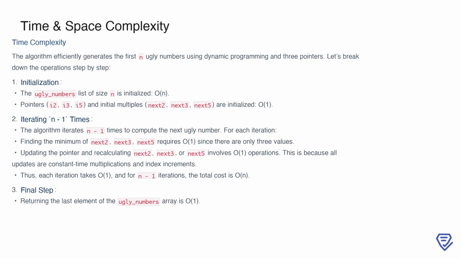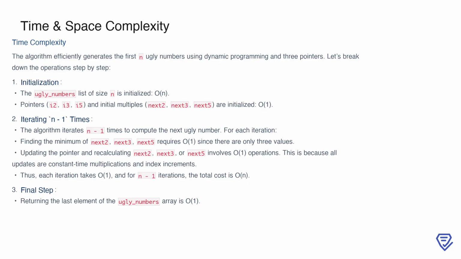Next, the algorithm iterates n-1 times to compute the next ugly number. For each iteration, we determine the smallest value among the next multiples of 2, 3, and 5. Since there are only 3 values to compare, this is a constant time operation, O(1). Updating the pointers and recalculating their associated next multiples also takes constant time, as these involve straightforward multiplications and increments. With n-1 iterations, the total cost for this step is O(n).